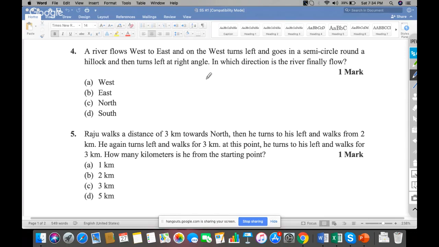and then take left. Okay, semicircle would be like this, and then turns left. Okay, understood. So something like this and like this. So it goes in the east direction. Okay, so that's why you are giving me B answer. So this is going in the east direction. Now solve question number 5.